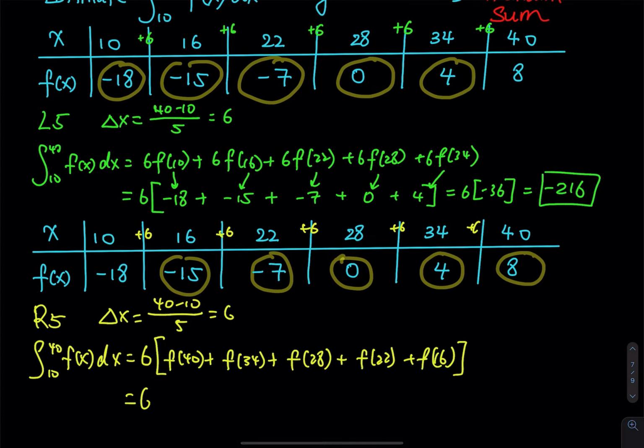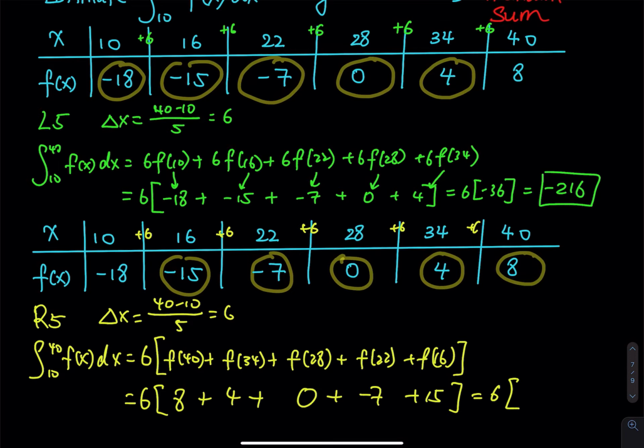So we have 6, and then f of 40, that is 8, plus 4, plus 0, and then negative 7, and then plus 15. So altogether you have 6 times negative 10, right? So that will be 12. Did I get this right? 8 plus 4 is 12. 12 plus 15, that is 27. 27 minus 7, that is equal to 20. Okay, I'm getting nervous right here. Minus 7 plus 15, so 12.